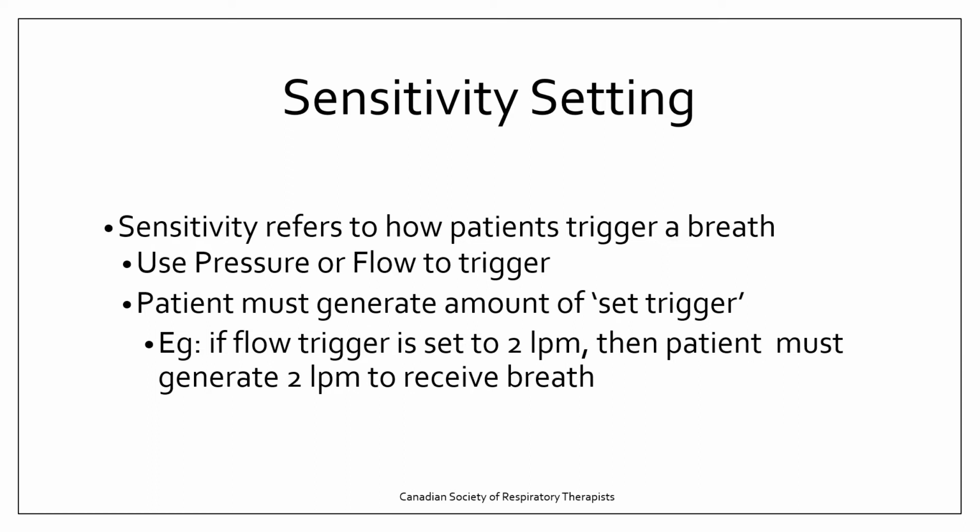Typically, flow triggering is the way to go. It's faster, it's a bit more sensitive, and it's a lot easier for the patient so that we're not increasing their work of breathing and causing ventilator asynchrony with an improper sensitivity setting.